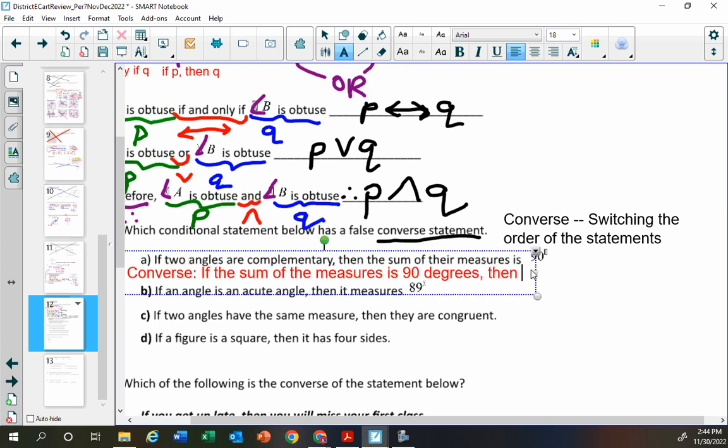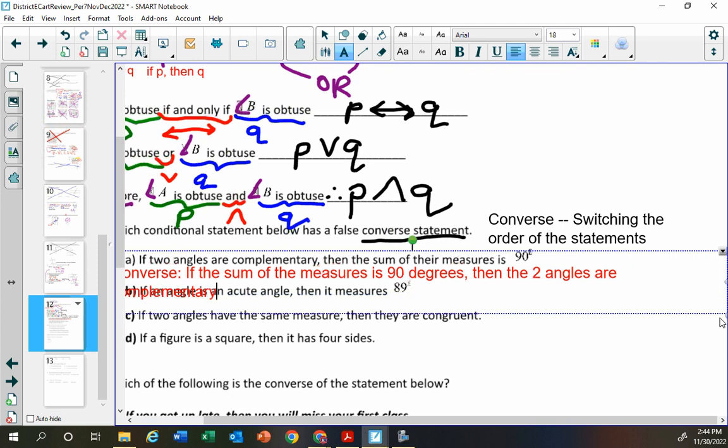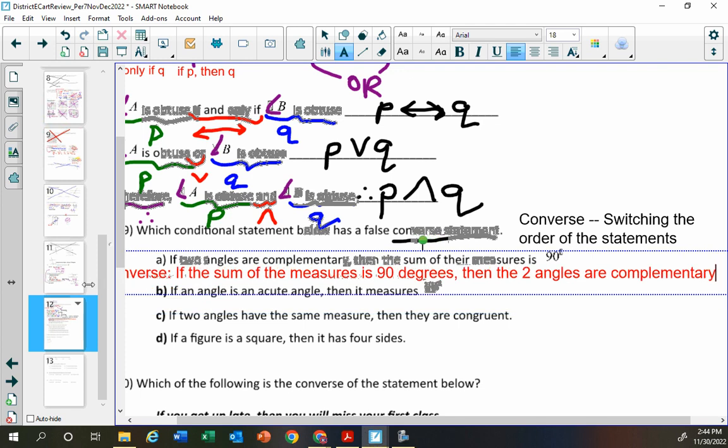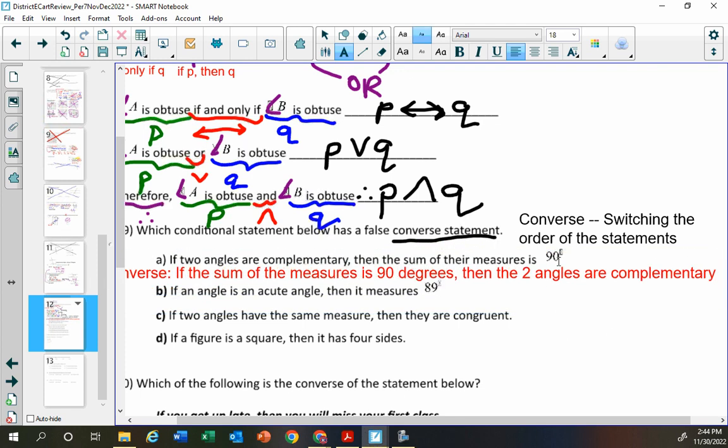Then the two angles are complementary. Now, is that true? Yeah, this is true. That is true. That one's true. You don't have to write it out. If you just want to do arrows, that's fine.